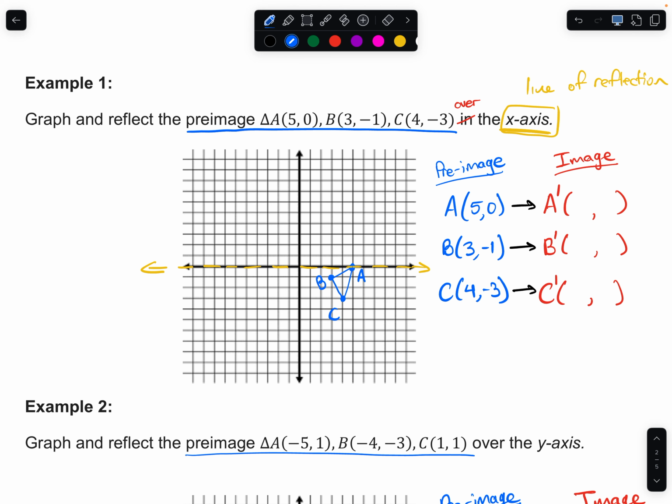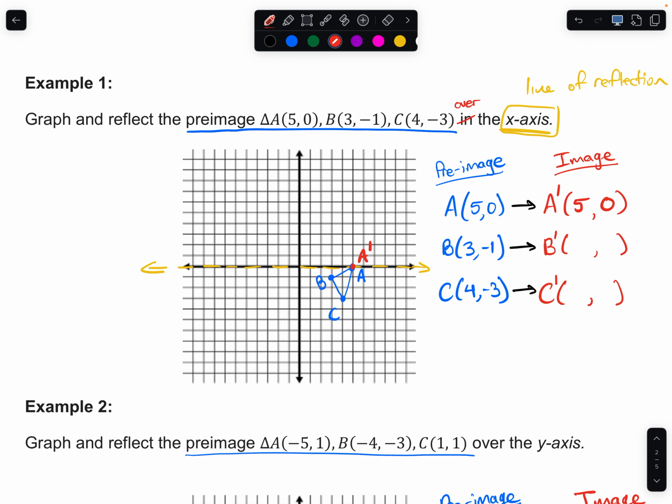Starting with A, it's a little bit of a special case because A is on our line of reflection. It's 0 units away from the x-axis, which means A prime is also going to be 0 units away. It's going to stay where it is. A prime is going to be on the same spot as A.